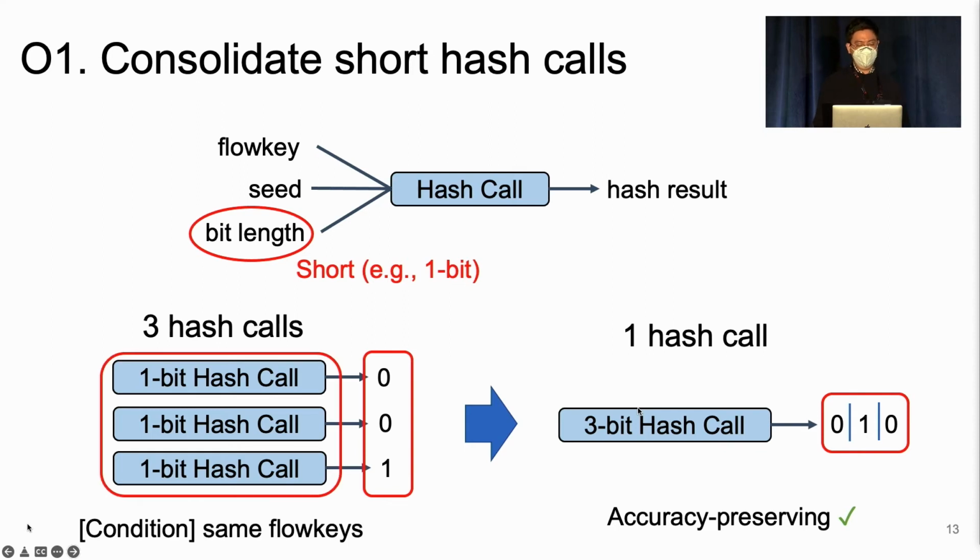Also, there is one condition that must be met when we want to apply this optimization: the flow keys for the 3 hash calls must be the same.